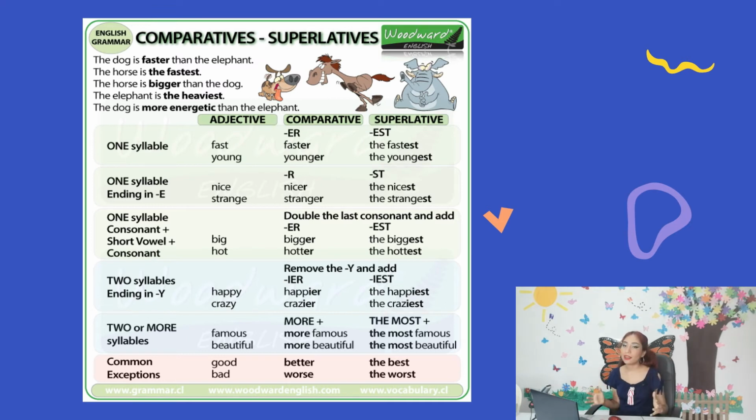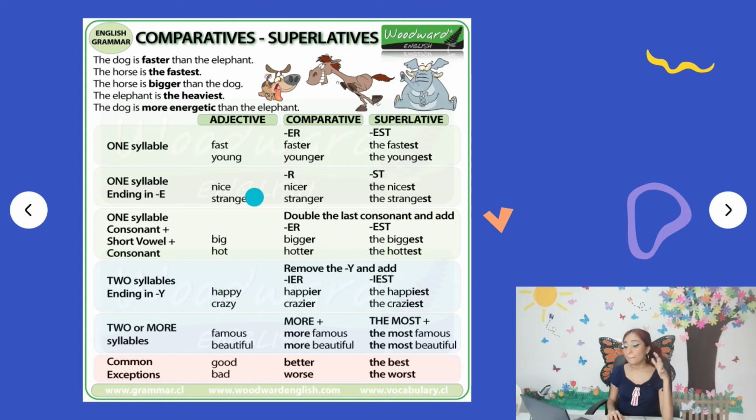Now, remember that there are some exceptions, some irregular adjectives like good, bad, far, etc. And I showed you last week a chart with these irregular adjectives. But remember that we are going to focus only on good and bad. Like good into comparative will be better, superlative, the best.